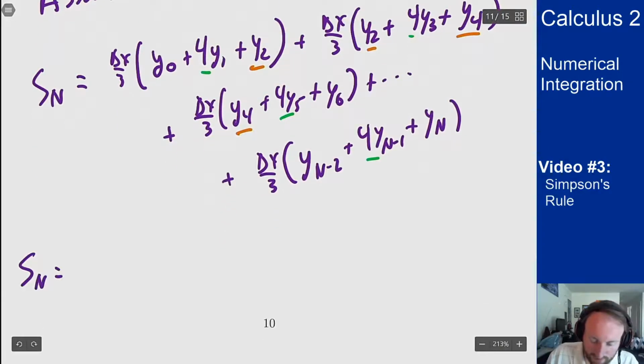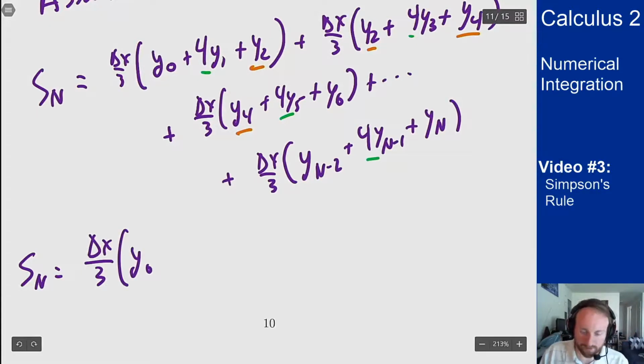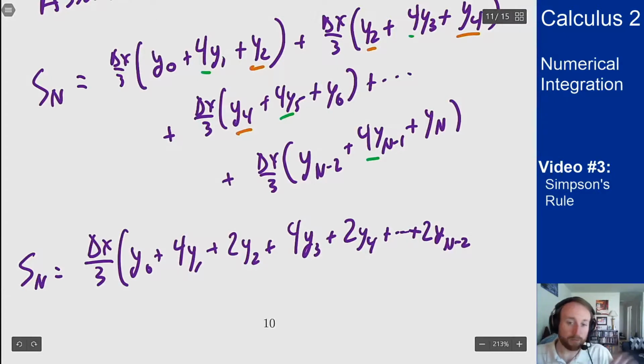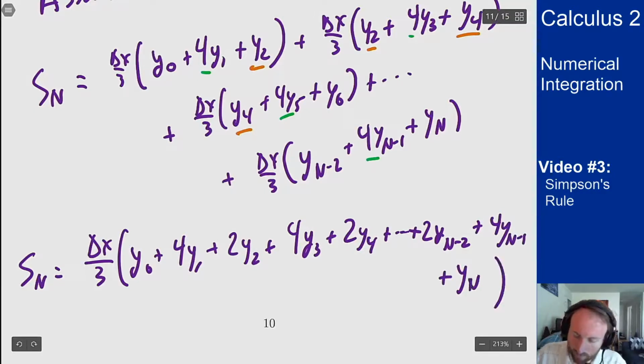Sn is going to be delta x over 3. y0 comes in once, y1 is in 4 times, y2 is in twice, y3 is in 4 times, y4 is in twice, and so on, up until I get 2yn minus 2's, because that will appear with the one before it as well, 4yn minus 1's, and a single yn.